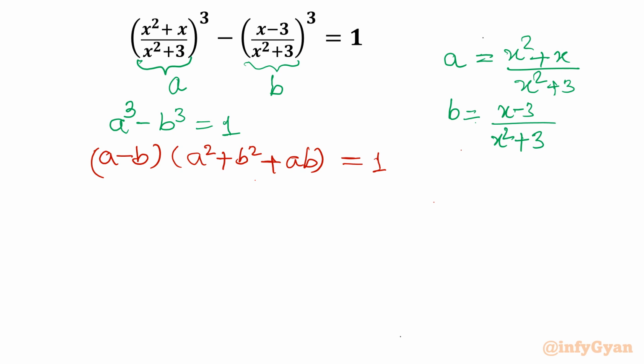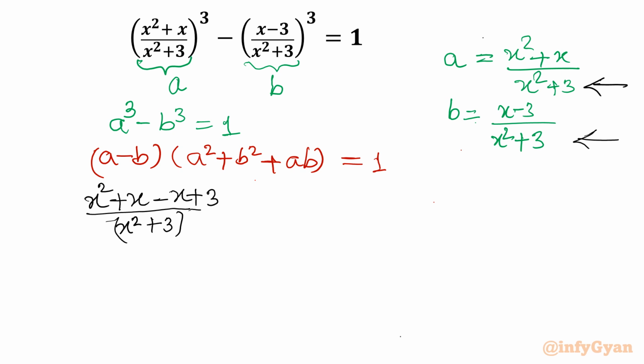So a − b, the denominator is the same, so I will take the common denominator. For a − b, I will write x² + 3 in the denominator. We need to write the numerator of a minus the numerator of b, so minus of (x − 3), that would be −x + 3. This is our a − b. Now you can see x and −x cancel, so in the numerator x² + 3 over x² + 3 in the denominator, so this whole value becomes 1. So we can write this value is 1.